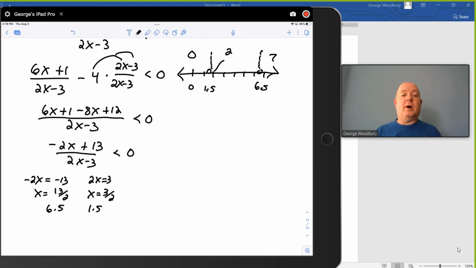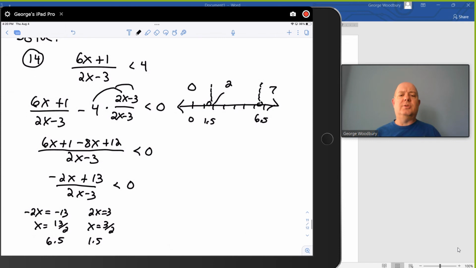Now I have some options. Again, I can come back to the last fraction I had. I can use a sign chart. I'm going to try just substituting into the original inequality here. So I'm going to start with x equals 0, that first interval, and that's the easiest one to work out.